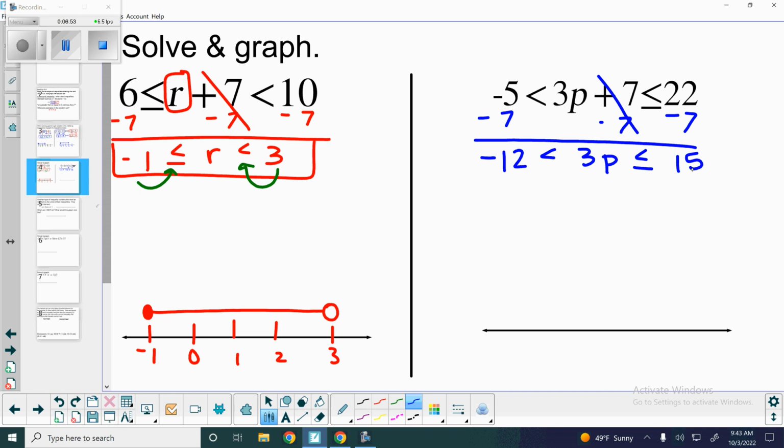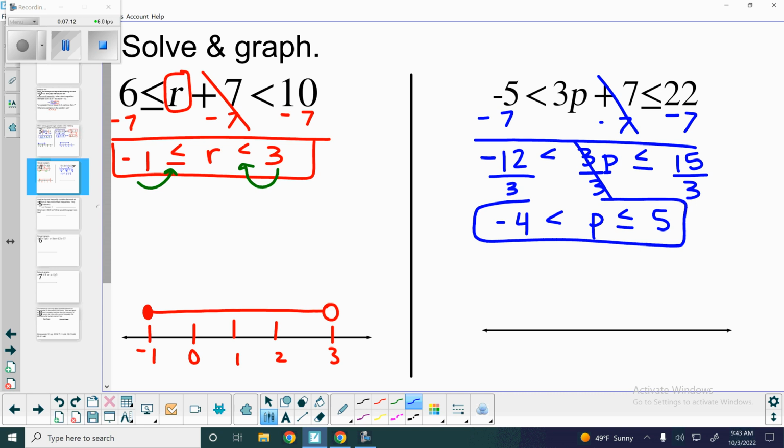Now, for the first time, you don't just have p isolated right away. We need to get rid of the 3, so we're going to divide. And again, we do that everywhere to keep it balanced. So negative 12 divided by 3 is negative 4. P is in the middle. And then 15 divided by 3 is 5. This would be our compound inequality. P is in the middle of negative 4 and 5.